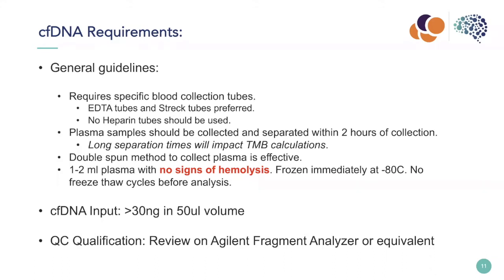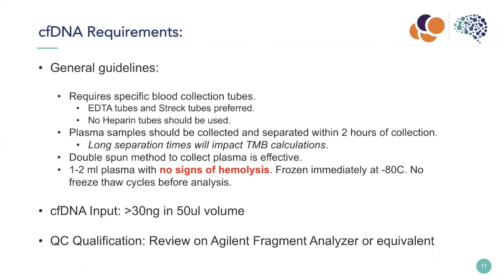Long separation times appear to have an impact most directly on tumor mutation burden calculation. So you see a change in the diversity and a change in the information content of the cell-free DNA with long collection times, most robustly seen with an artificial decrease in TMB calculations.